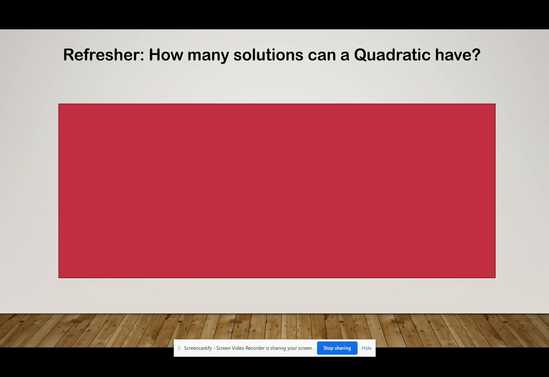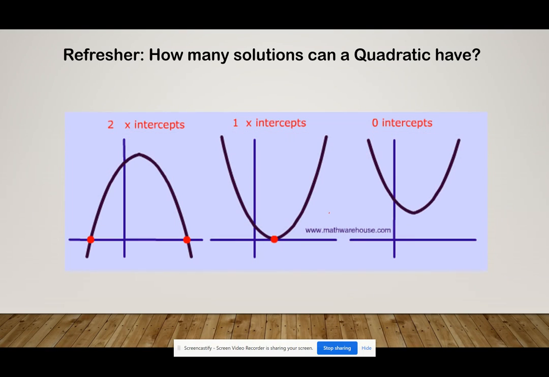How many solutions can a quadratic have? So think about the parabolas and where they hit the graph. When we're talking about solutions, we're talking about x-intercepts. We can have two x-intercepts where the graph hits the x-axis twice and it has two solutions. We could have where it hits one time, that has one solution, or we can have a parabola that doesn't hit the x-axis at all and that has no solutions.